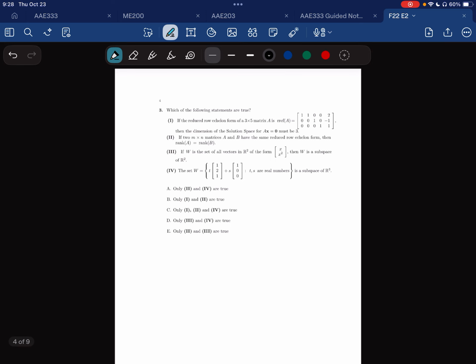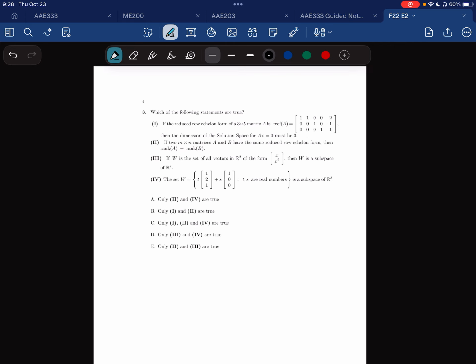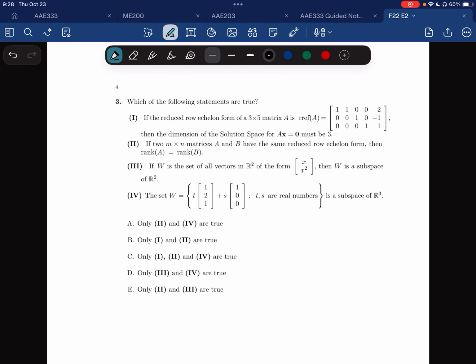Question 3. So this is a true false type of question, probably the hardest kind of questions you'll see on any of your exams. But let's go through it. So which of the following are true? If the reduced row echelon form of a 3 by 5 matrix is that, then the dimension of the solution space for AX must be 3.